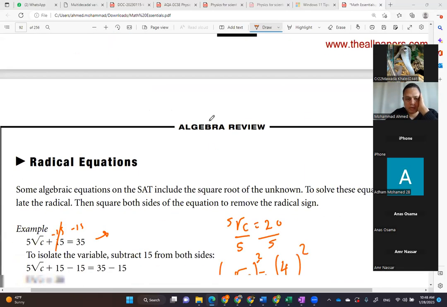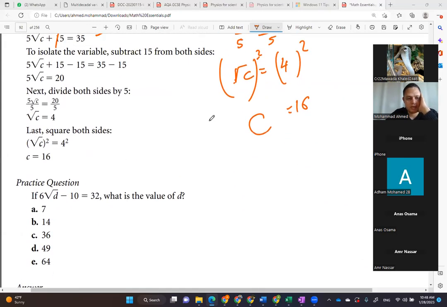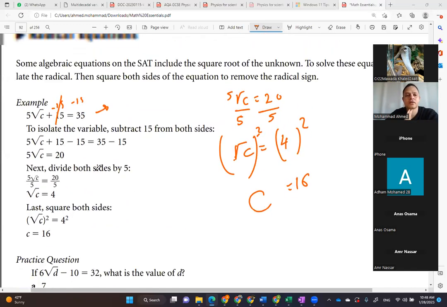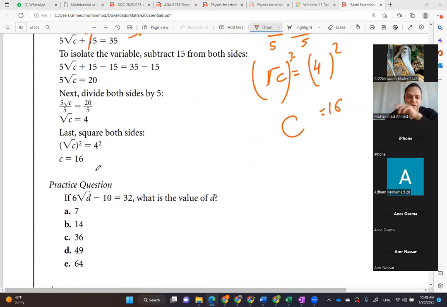Thank you. So let's do one example about the radical equations. As we mentioned, we have to rearrange the equation and find the radical part. Can you do this, please, very quickly?